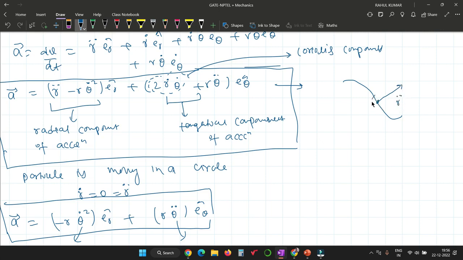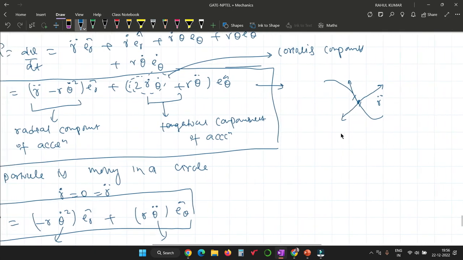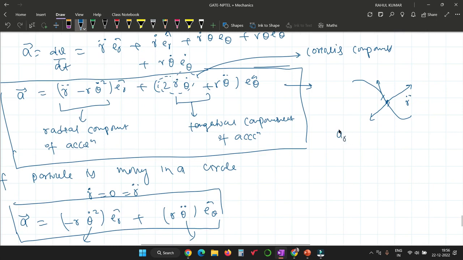Suppose the particle is moving along this curvature, then definitely there will be a centripetal component, or you can say a radial component. So what is the net acceleration? Definitely R double dot minus, what you always study, R omega square. So R theta dot square.